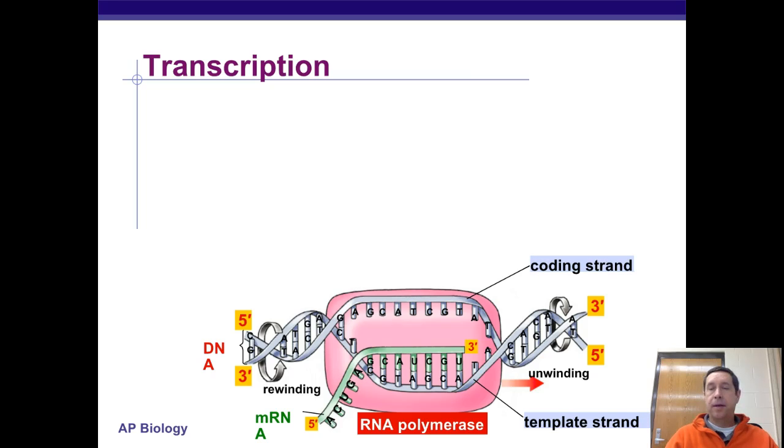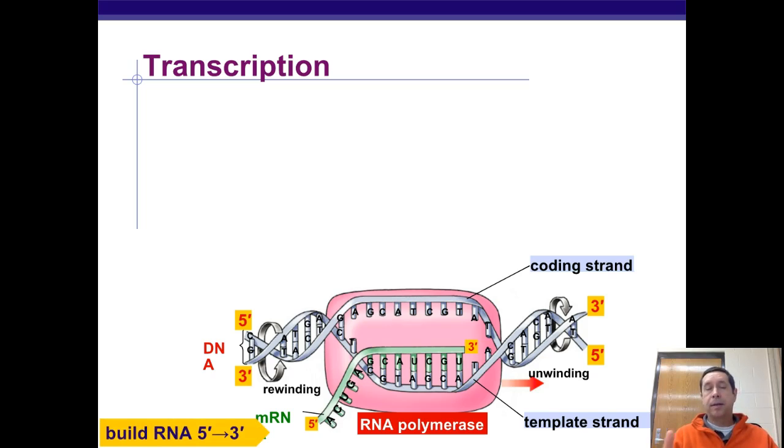So you have two strands of DNA. You have what's called the template strand and the coding strand. The template strand is the template to make the messenger RNA. It's what the RNA polymerase, the enzyme that builds messenger RNA, uses to read to build the complementary messenger RNA. The coding strand is the strand that's going to have the same DNA code as the messenger RNA, with the exception that T's are going to be replaced by U's in the RNA.